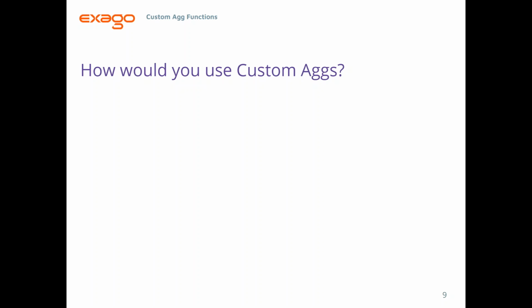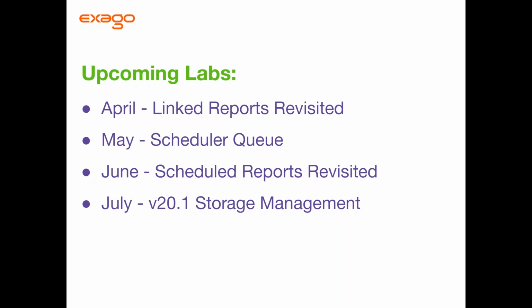And with that, I'm talking about the end of the lab, so I'll just mention we do have our monthly labs planned out into the summer. Coming up in April, we'll be revisiting linked reports. We'll be showing how to link reports, hyperlinks, and retouching on those subjects. It's been a while since we've covered them in a lab. We'll also be showing some other new 19.2 features where you can link to dashboards.